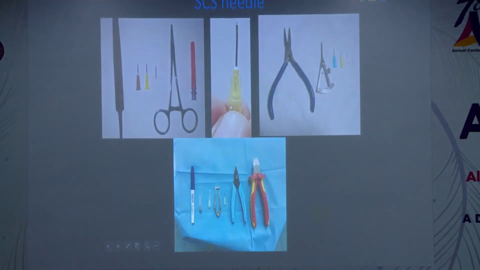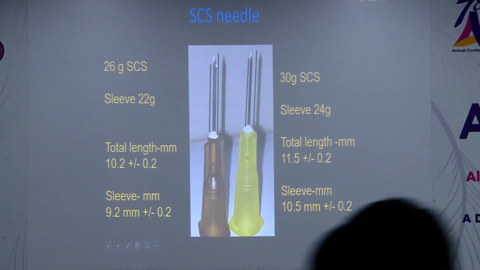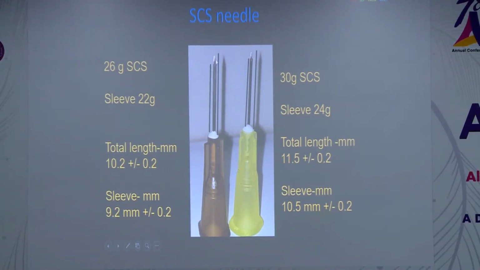Basically these are the tools that were used to make the needle, and this is the final needle that I got, both 26 and 30 gauge. This is a metallic sleeve with just an exposure of 1000 microns of the hub of the needle, which can go into the suprachoroidal space, inject the drug, and come out safely.